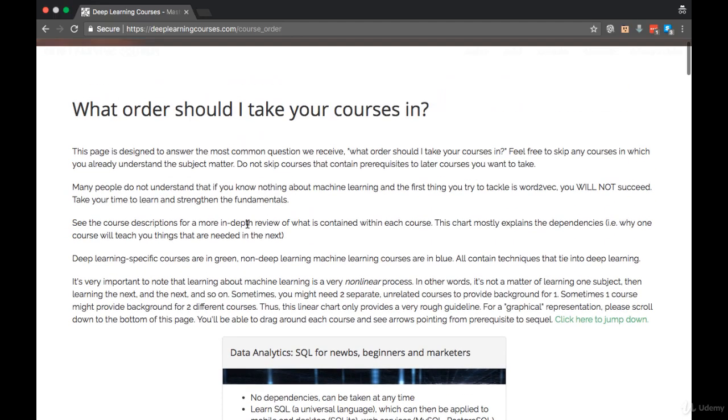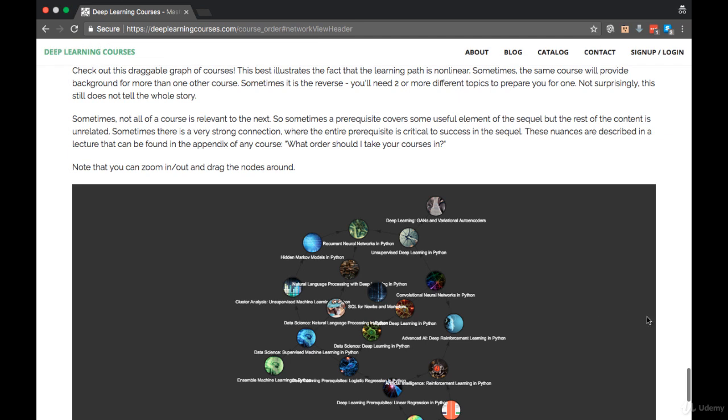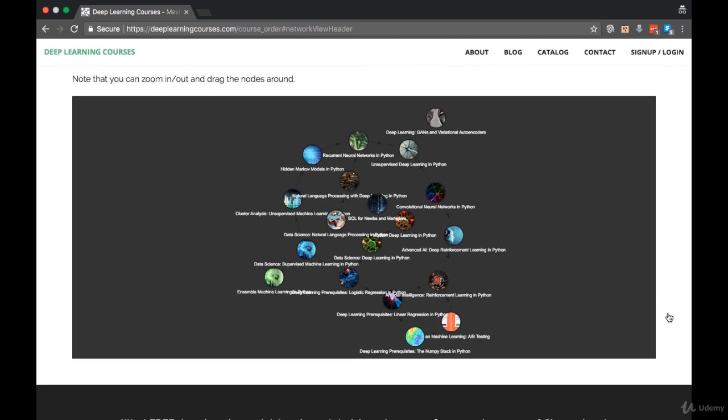So if you scroll up at the top, you can use this link to just jump down to the bottom, and we have this graph where you can see the dependencies between each course. So what I'm going to do is I'm going to go through each link in this graph and explain to you why it exists and why it's important.